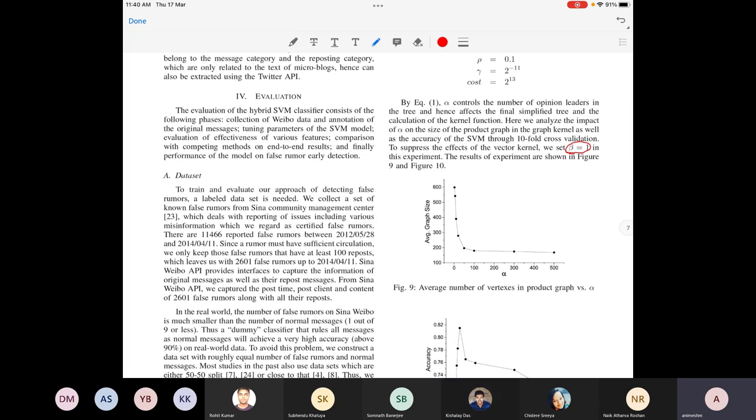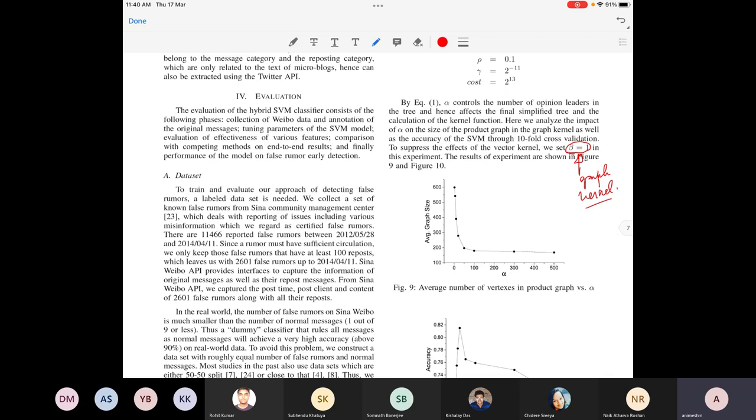What does that mean? Only the random walk kernel, only the graph kernel is being used. There is a reason behind this: the alpha parameter is only valid for the graph kernel. The nodes, which are opinion leaders, are part of the graph kernel.